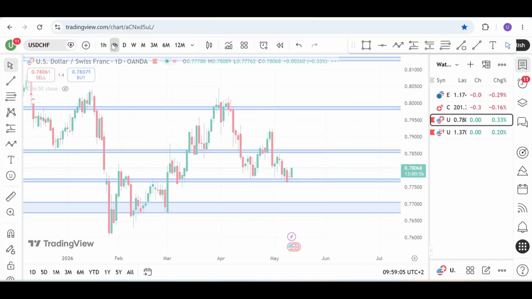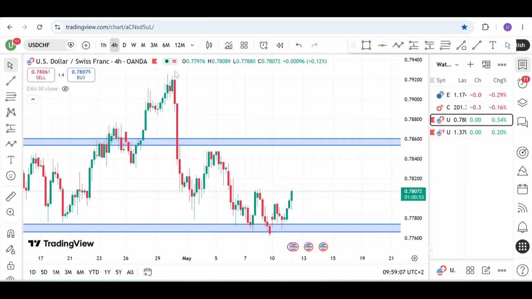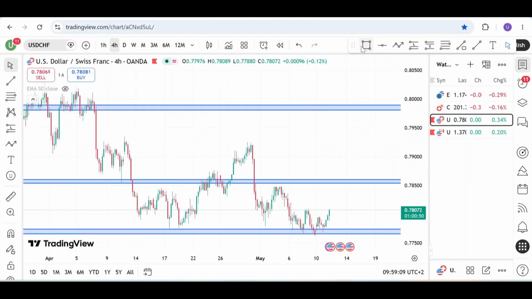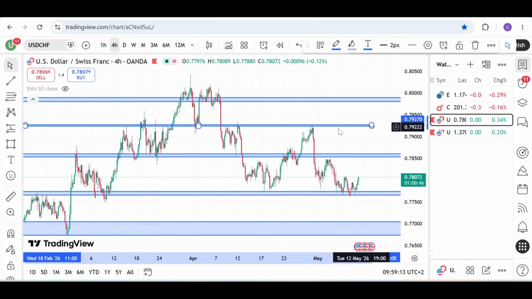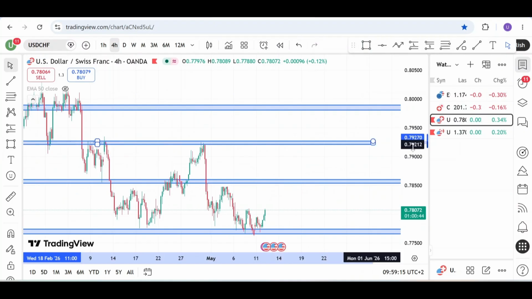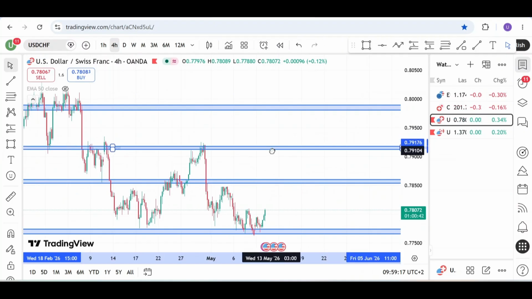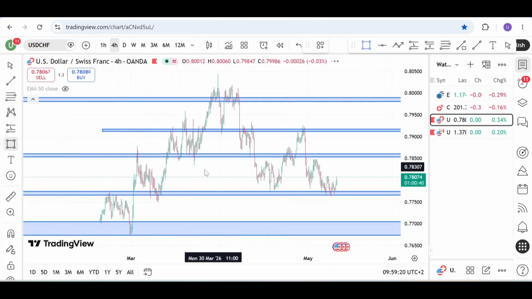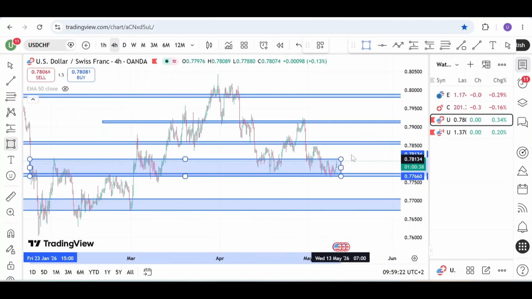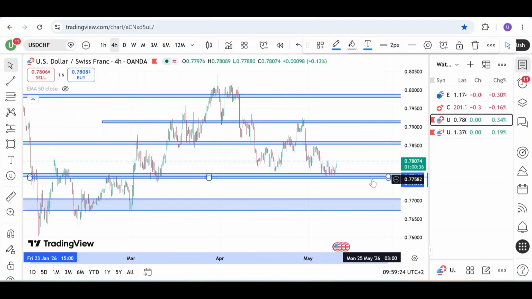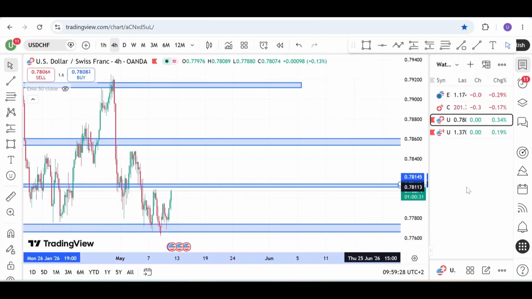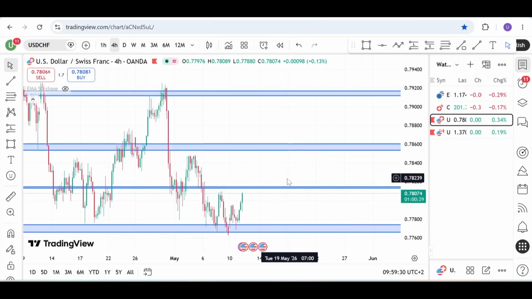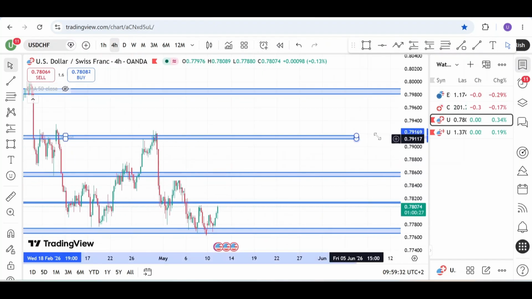Let's go to the H4 time frame to see. As you can see in the H4 time frame, we are still in a downtrend, but we are not sure if we are going to keep seeing the continuation or if we will see a reversal. Here, two things are possible.